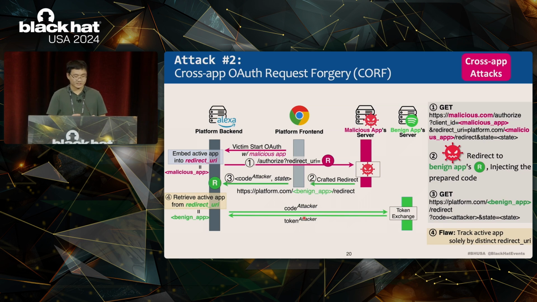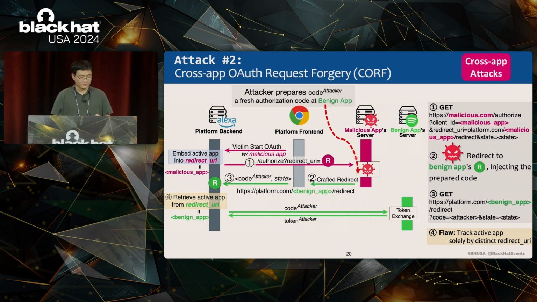So the attacker could actually leverage this app context switch and inject a still valid authorization code of its own into the OAuth flow. And that's how an attacker could inject their own app account at the benign app to be forcefully linked with the victim. We call this attack cross-app OAuth request forgery, or CORF.